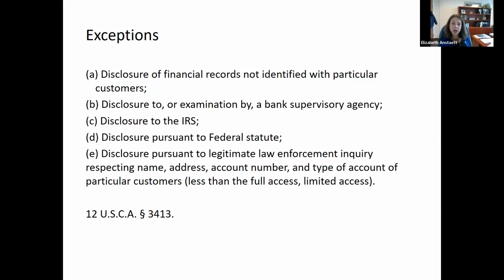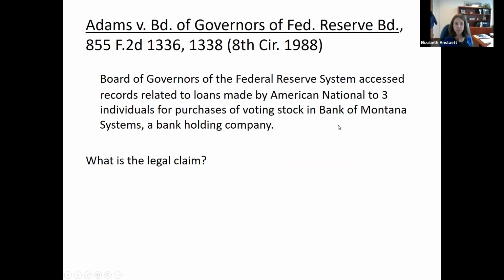But we did read a case where someone tried to rely on the right to financial privacy to challenge a bank releasing their financial information. And that was Adams versus the Board of Governors of the Federal Reserve. The Federal Reserve had accessed these individual records of Adams on various occasions, of three individuals, but Adams was the main person. And it was all in the context of a transaction that involved a change in control of the Bank of Montana.